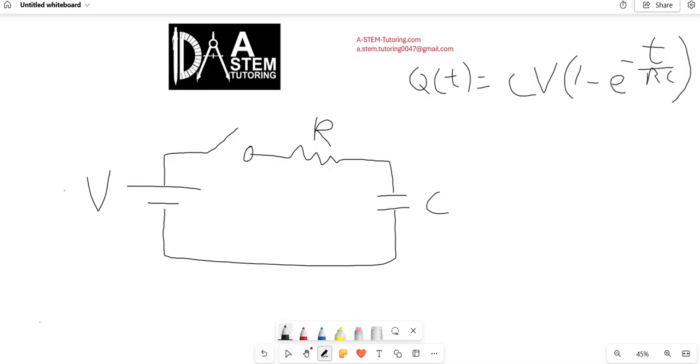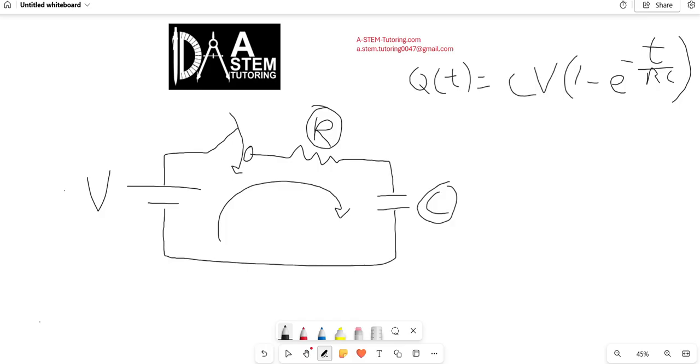When this switch is closed, current will start to flow and charge the capacitor. The expression for charge on the capacitor is CV times the quantity 1 minus e to the power of negative t over RC. RC is the product of the resistance and the capacitance. It is also called the time constant of this circuit.